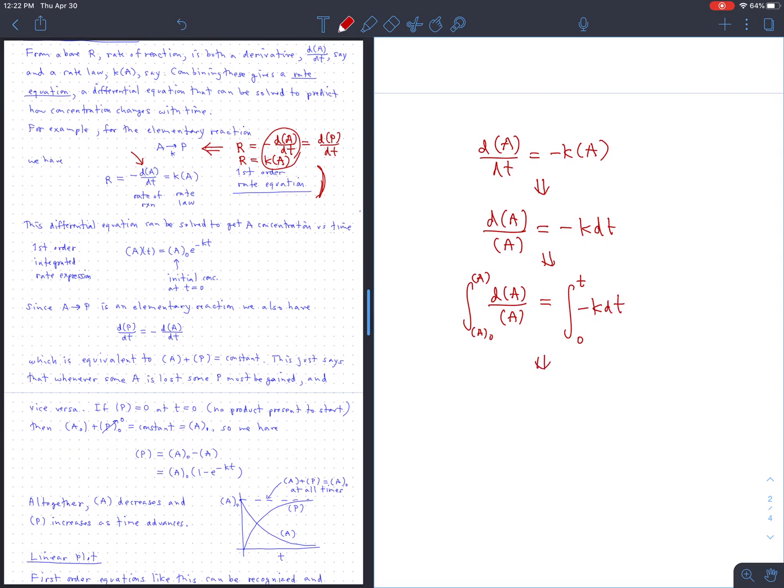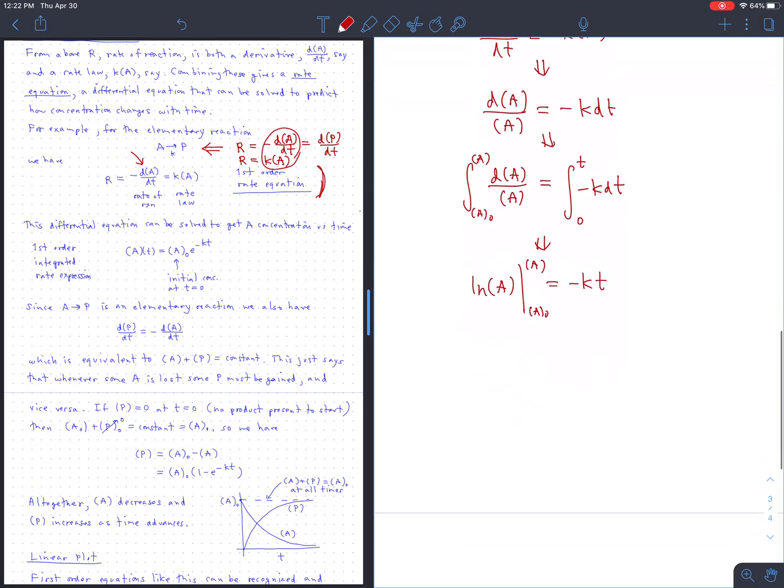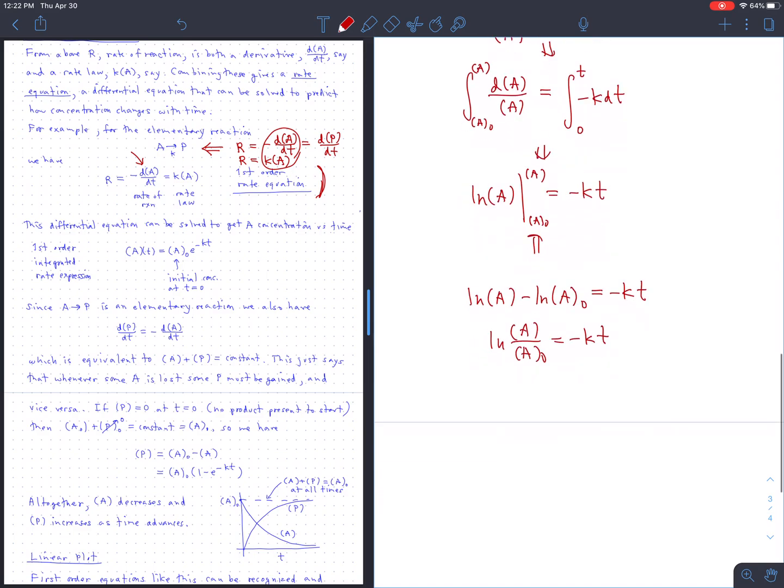And now doing both of those integrals, we get that the log of A from A0 to A is equal to minus kt, and substituting in these limits, we get that the log of A minus the log of A0, the initial concentration, is equal to minus kt, or log of A over A0 is equal to minus kt. And now taking the antilog, or the exponential of both sides, we get A over A0 is equal to e to the minus kt.